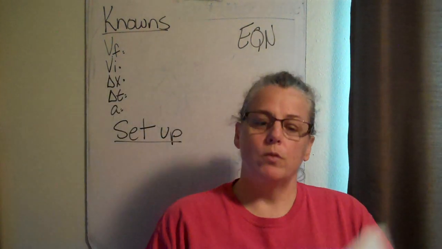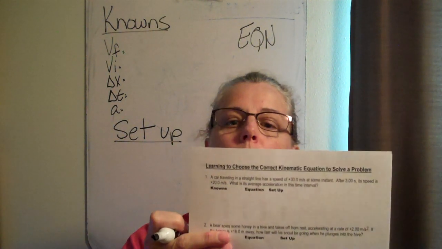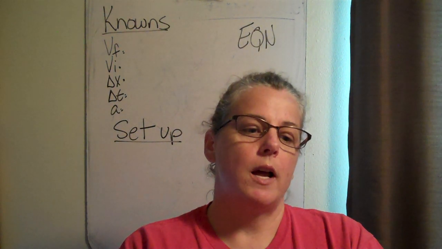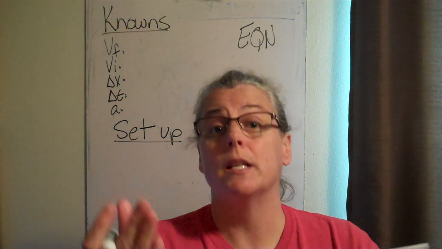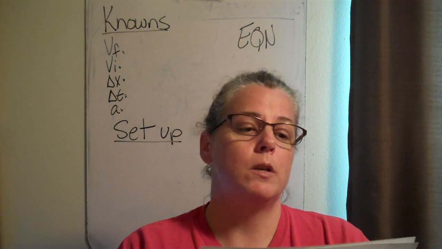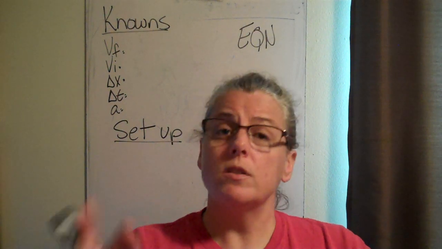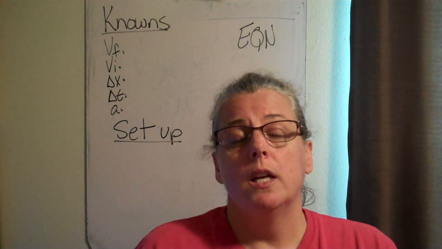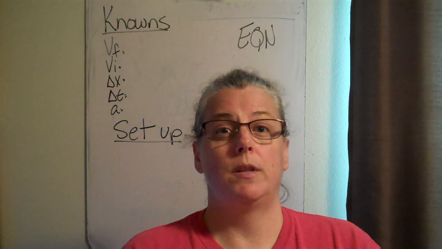And so what we're going to do is read through the very first problem here, and we want to pick out all of those pieces. So it says a car traveling in a straight line has a speed of positive 30 meters per second at some instant. After 3 seconds, its speed is a positive 20 meters per second. What is the average acceleration over this time interval? So it gives us some information. It tells us that it starts off at 30 and then it ends up going 20, and that happens over a 3-second period of time. And it's also asking us to figure out what the acceleration is.